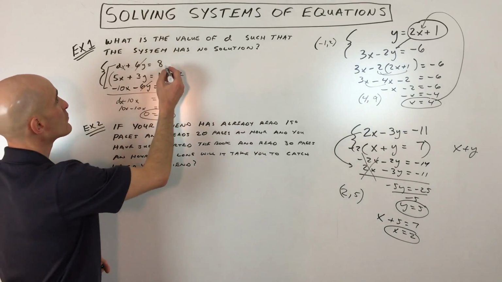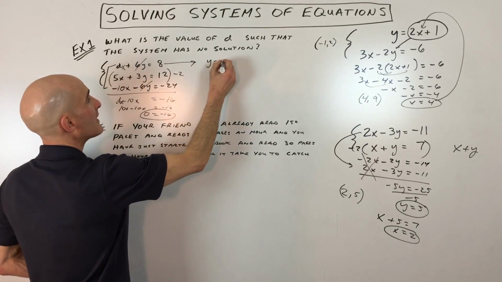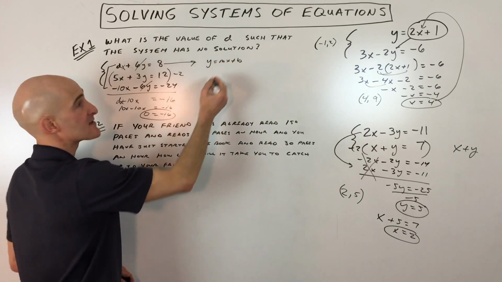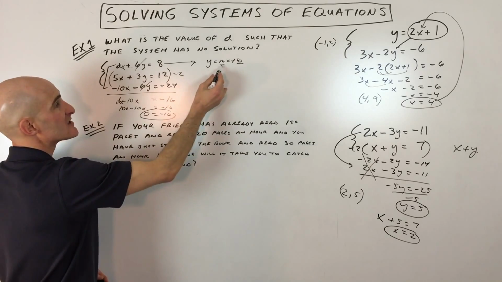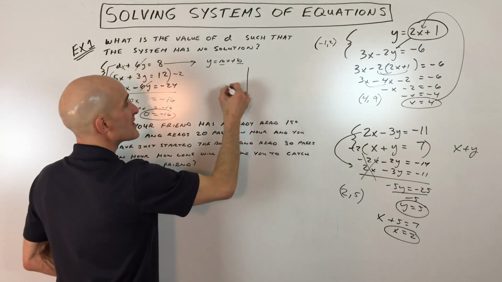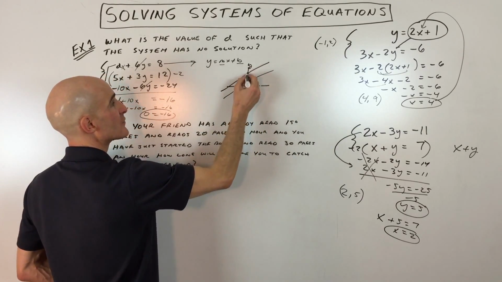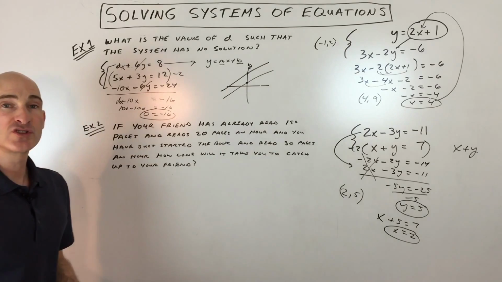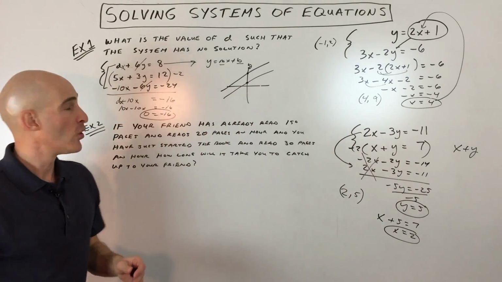Now another way to approach this problem is you could rewrite the equation in y equals mx plus b form. That's the slope-intercept form. And as long as the two equations have the same slope but different y-intercepts, what that represents is they're going up at the same angle, but they're crossing the y-axis at a different point. Those two lines also will not have a common point of intersection because they're parallel. So a couple different ways.